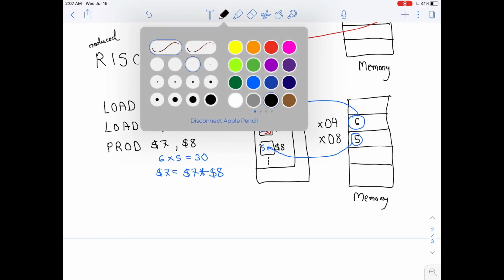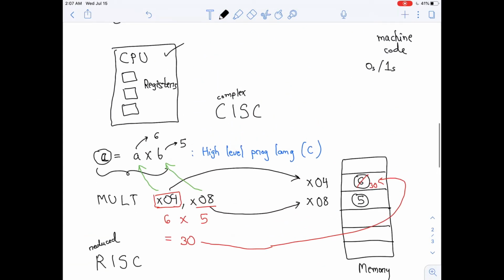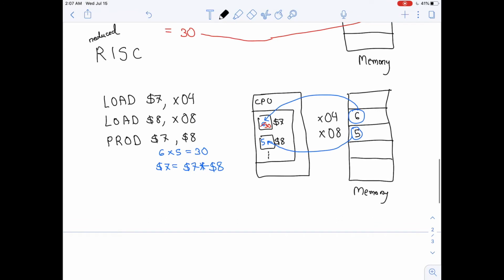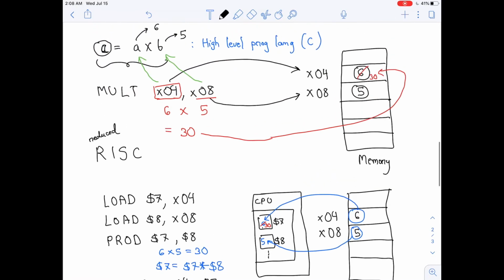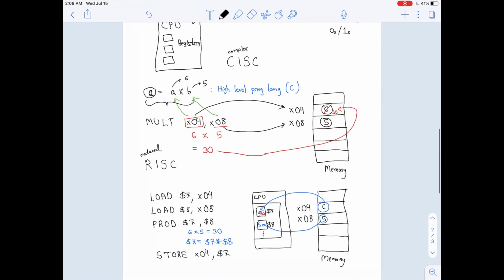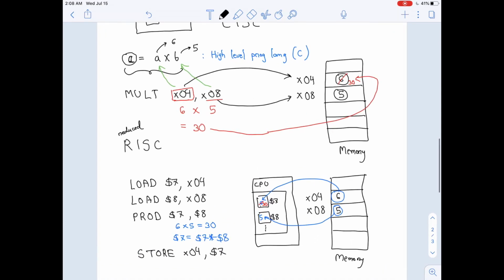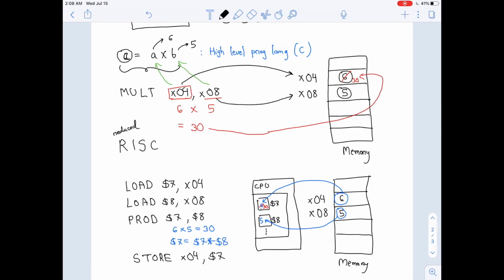Okay, so now remember we had to store the resultant value to memory x04 as well, right? With RISC you have to do this yourself as well, using, suppose, something like store. So again, where are we storing the value? It's in x04. So let's write x04 memory address followed by the register which contains the value that we want to store, which in this case is $7. So $7 here now contains 30. As you can see, the same instruction which in RISC takes 4 lines of code, whereas with CISC it was just 1 line.